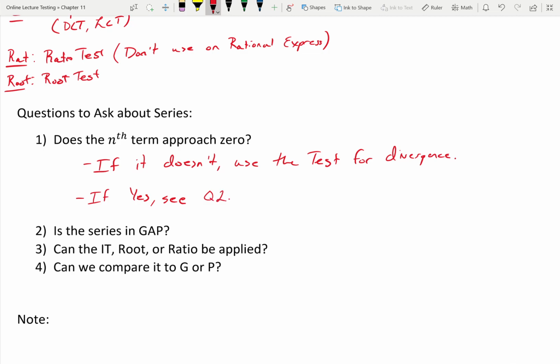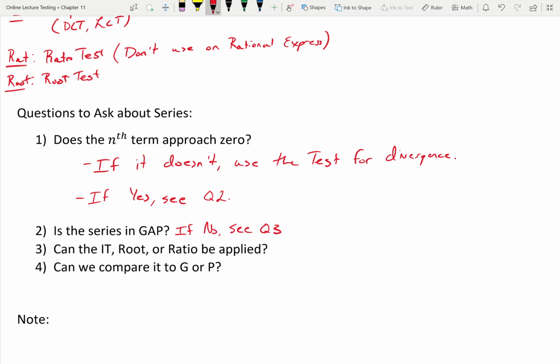All right, so the next question: is the series in GAP? What I mean by that is, is it a geometric series? Is it an alternating series? Or is it a p-series? If it's one of those 3, then we can go to our very specific test there, either the alternating series test, or using properties of geometric series or properties of a p-series. If no, see Q3.